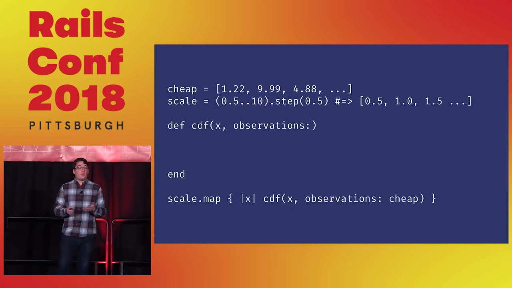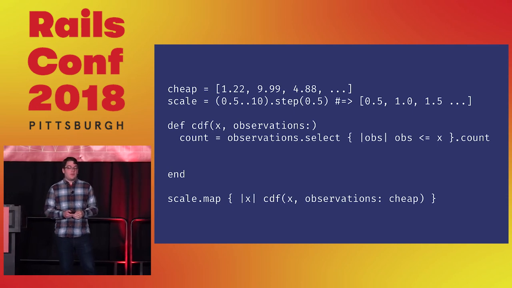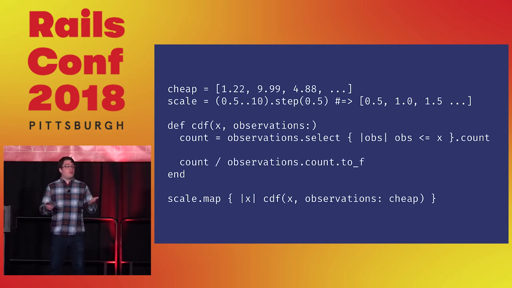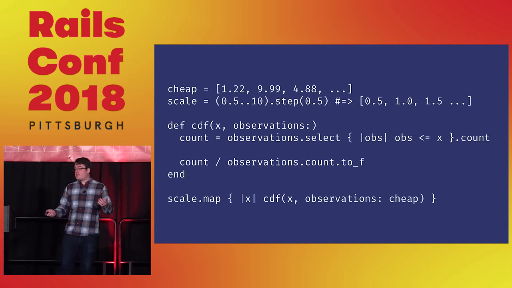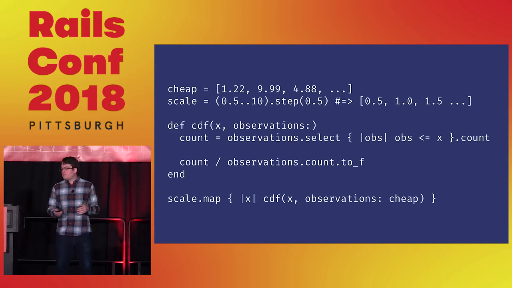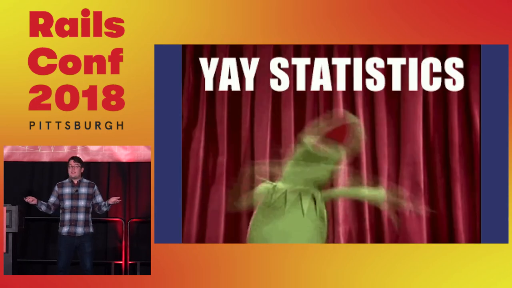The first line here when you're calculating a probability is you're just gonna take the ones that match and count them. So in this case, we're gonna select all the observations where they're less than or equal to the X that we passed in and count the result. To get the probability, we're gonna divide by the total number of observations. You need to do it as a float because otherwise it's gonna be an integer division. And that gives us everything that we need for CDF in, what, 8 lines of Ruby code. Guess what? We just did some statistics.